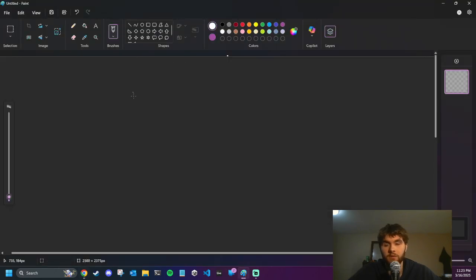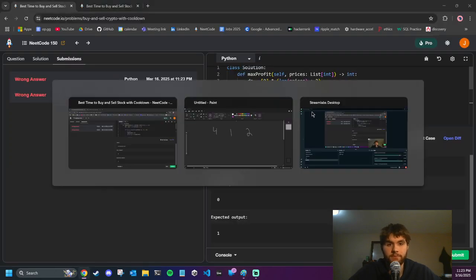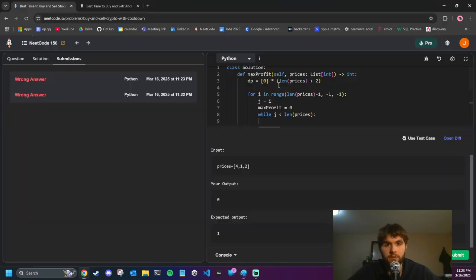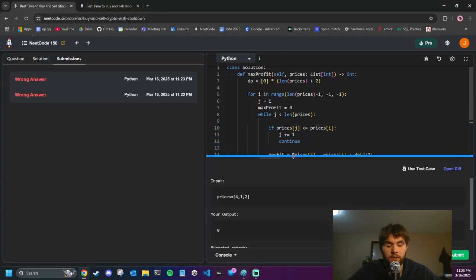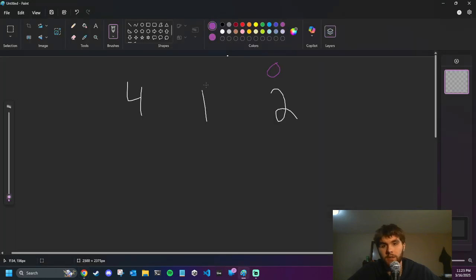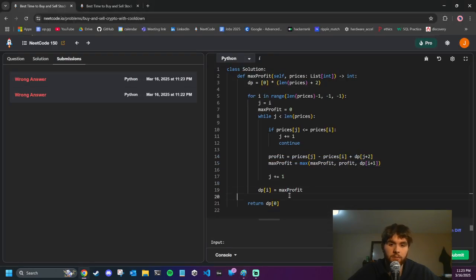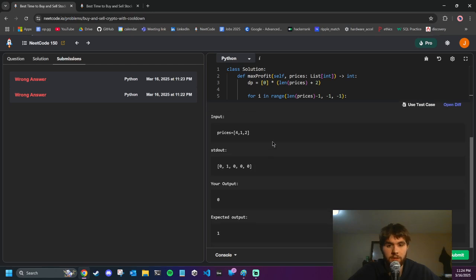That makes sense. So if we have 4, 1, 2, it starts at 0. Right, and then for this one we would compare i and j, and then we'd say it would be 2 minus 1 plus 0, or 0. So it should say 1. Okay, let me just troubleshoot some stuff here. Let me print dp at the end and see if it's what I'm expecting or not. So okay, that's what I'm expecting.